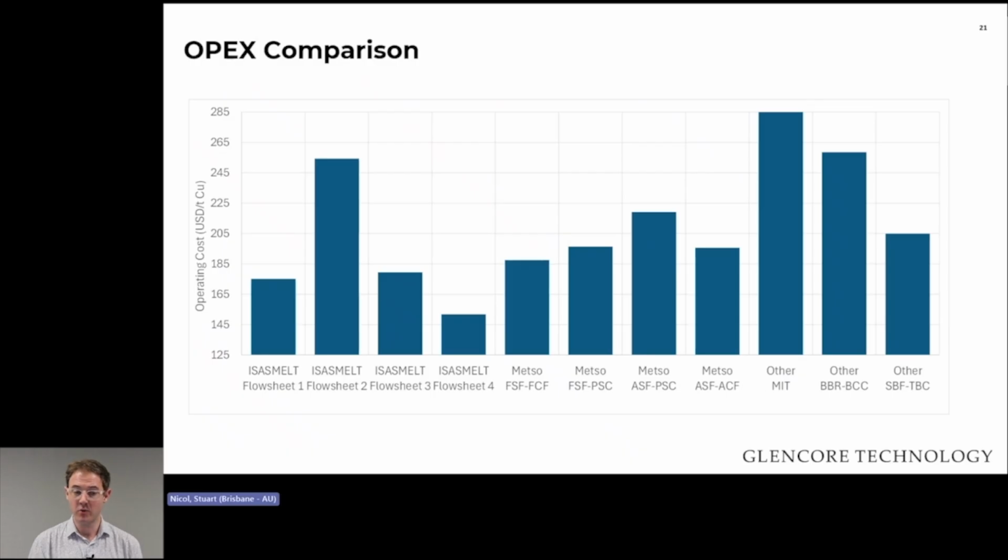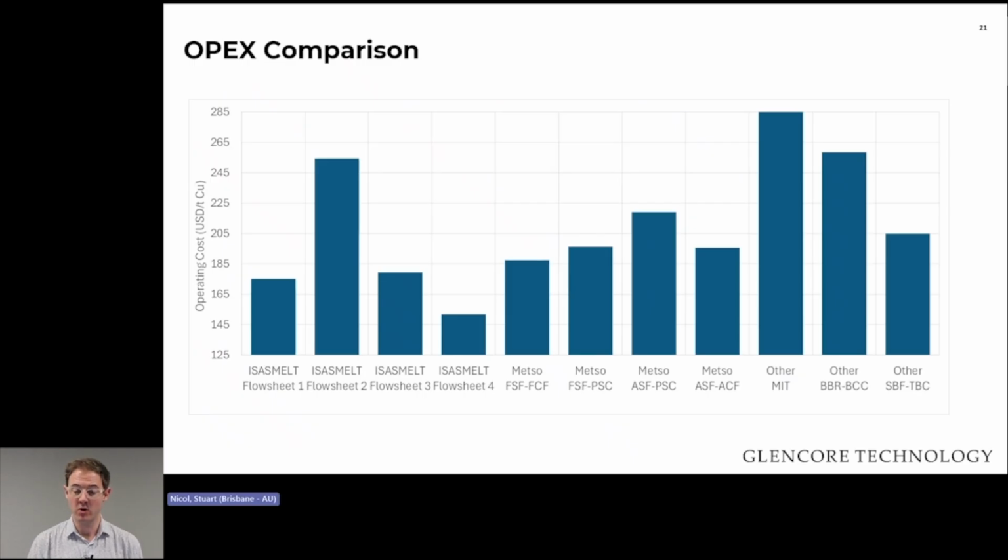You can see if we look at the 4 flow sheets, the lowest OPEX with the highest recovery is flow sheet 4. This is expected because of the power costs, the fuel costs, and the other input costs. This flow sheet is going to have the lowest OPEX. The other Isasmelt flow sheets also had lower OPEXs and better performances than the other plants, with the exception of flow sheet 2, and this is because of a higher copper loss, which is entirely due to the selection of slag flotation for the particular location.